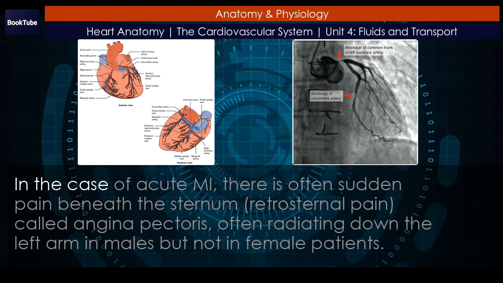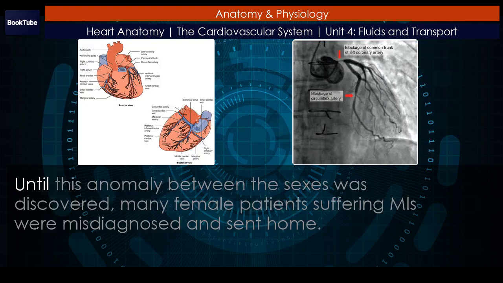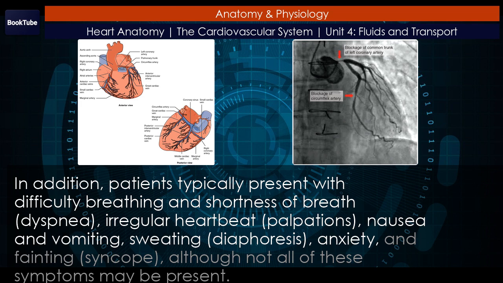In the case of acute MI, there is often sudden pain beneath the sternum, retrosternal pain, called angina pectoris, often radiating down the left arm in males but not in female patients. Until this anomaly between the sexes was discovered, many female patients suffering MIs were misdiagnosed and sent home. In addition, patients typically present with difficulty breathing and shortness of breath, dyspnea, irregular heartbeat, palpitations, nausea and vomiting, sweating, diaphoresis, anxiety, and fainting, syncope.